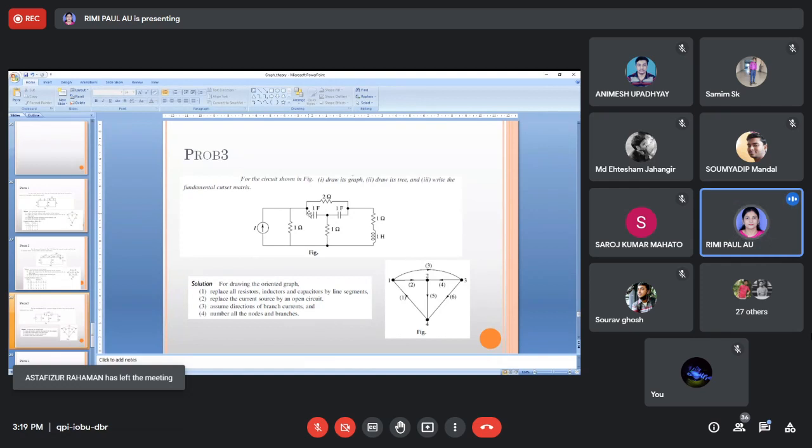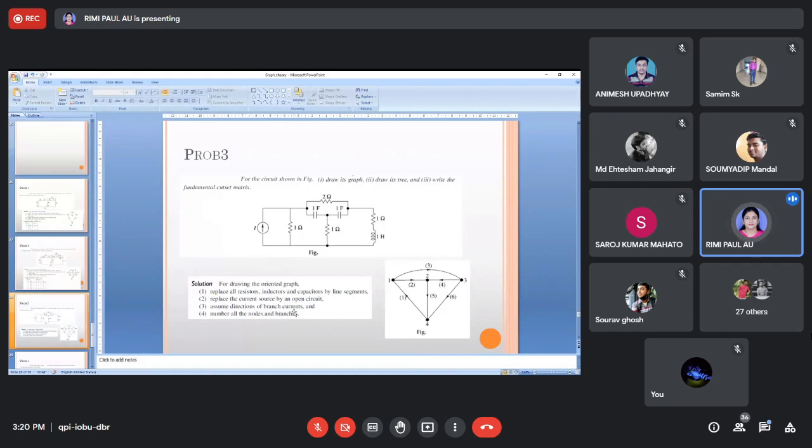So here one branch, here one branch, two branch, this loop, and this branch. And from this, what is written for drawing the oriented graph? Replace all resistors, inductors, capacitors by line segments. Replace the current source by an open circuit.